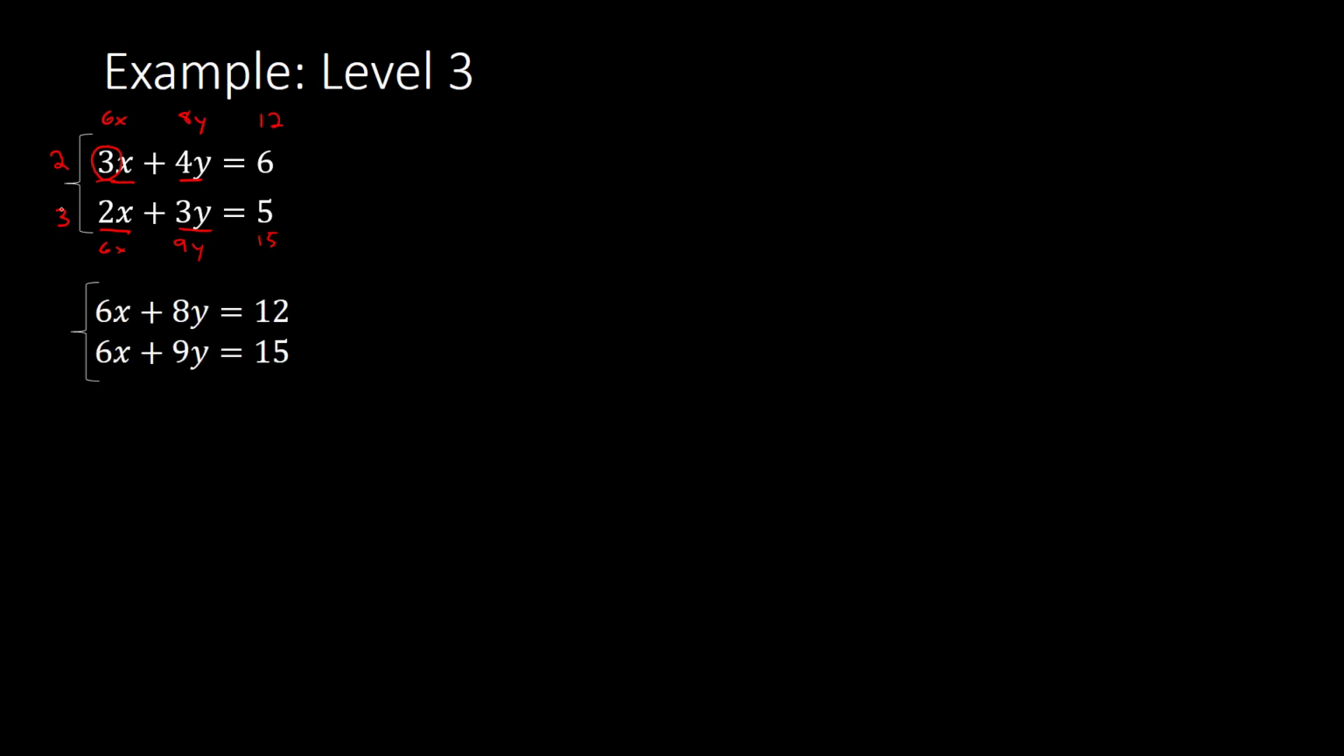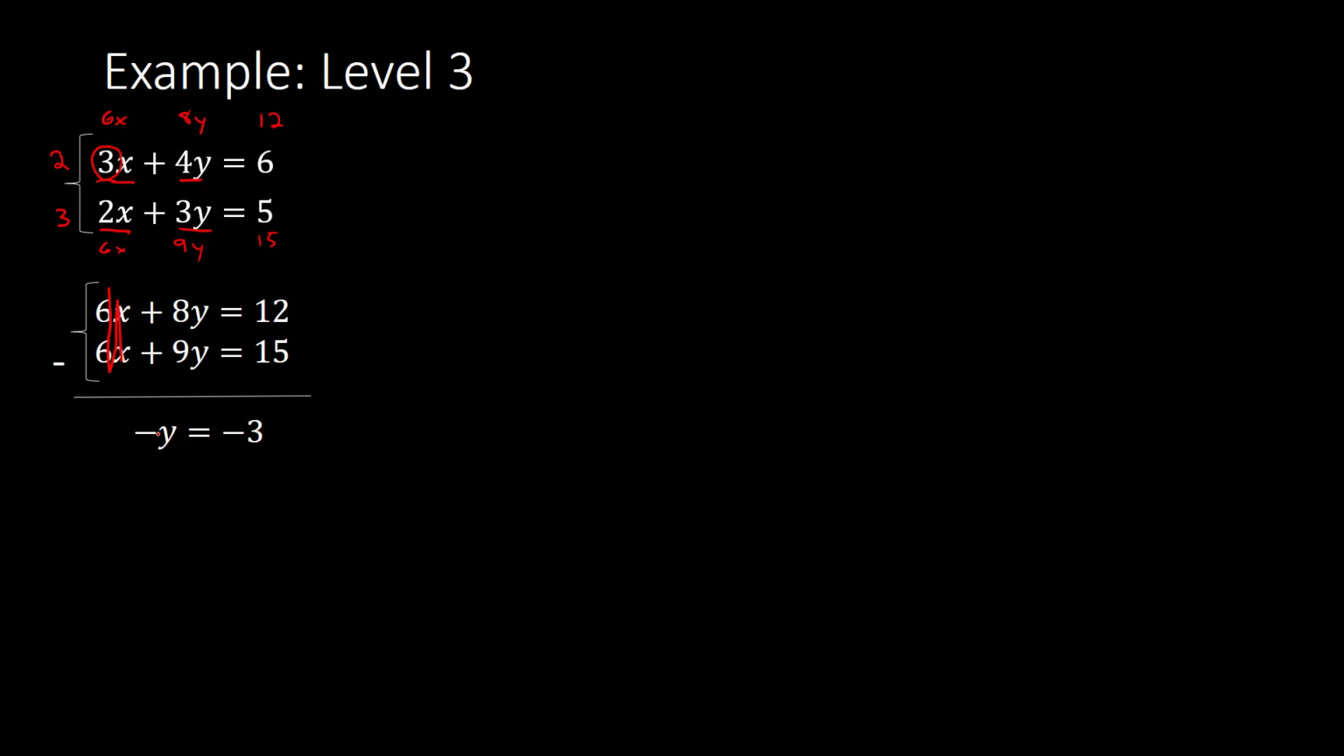We now have 6x plus 8y equals 12, and then 6x plus 9y equals 15. I multiplied by the 2 and the 3 because now, notice when I subtract 6x minus 6x, these will cancel. And that is why I did that. I'm left now with 8y minus 9y, which becomes a negative 1y. And then 12 minus 15 gives me a negative 3.